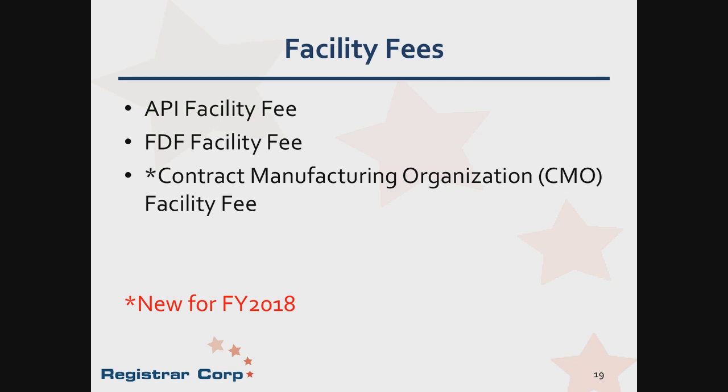Each person who owns a facility that is identified in at least one approved generic drug submission in which the facility is approved to produce one or more APIs, or a Type 2 API drug master file referenced in at least one approved generic drug submission, incurs the API facility fee. Each person who owns a facility that is identified in at least one generic drug submission that is approved to produce one or more FDFs incurs the FDF facility fee.